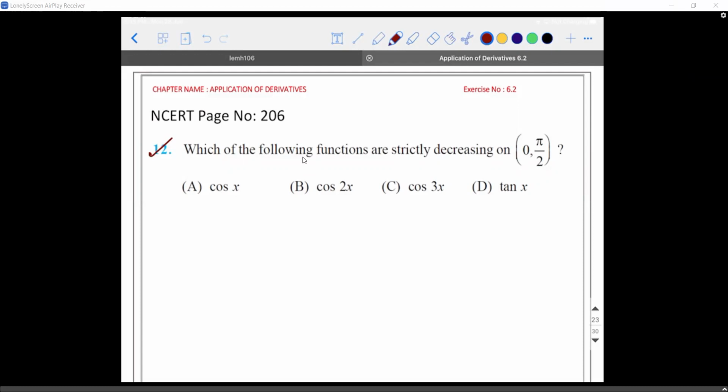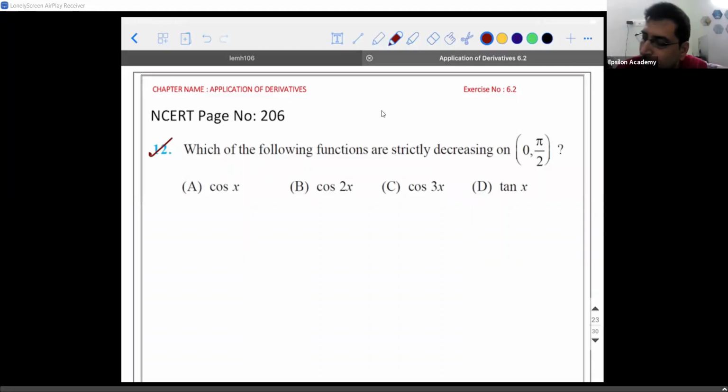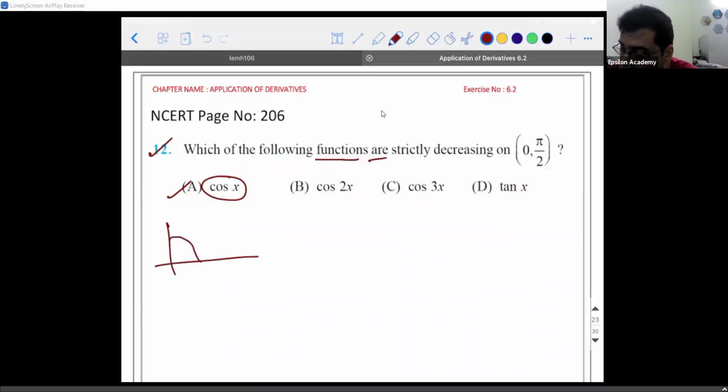Cos x, sir. Cos x. Because derivative of that is going to be minus sin x. But they ask which of the following functions are, so there is a possibility that more than one option is right. So cos x by default it is right because you need not even solve this. You know that cos is going to be a decreasing function between 0 to pi by 2. It's in the first quadrant.